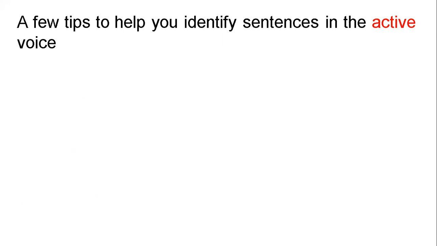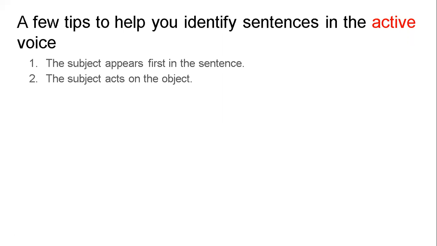A few tips to help you identify sentences in the active voice. Now, here come the tips. Are you ready to listen to them and remember them? The subject appears first in the sentence. Now, if it is active voice, you will see the subject first and the object last. So look for that first. The subject acts on the object. The sentence is direct, crisp, short, and clear, easy to understand. And if it is like that, it's definitely in the active voice.